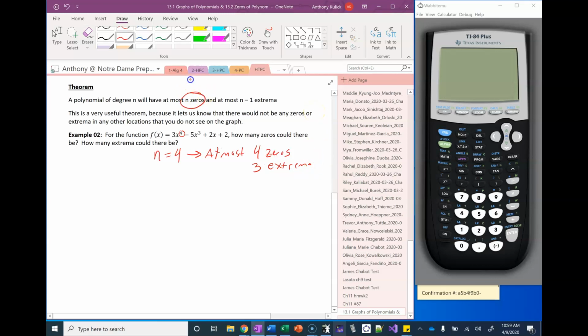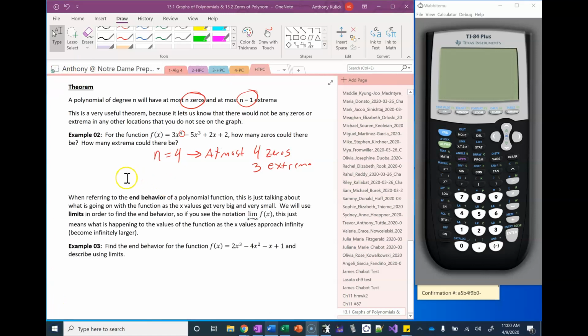Okay, so we have n zeros, since n is 4, and n minus 1 extrema, since n is 4. And that's it. So the next thing we want to talk about is end behavior. End behavior for a function is describing what the arrows at the end of the function are doing, the arrows on the graph. Or really, it's just describing what's happening as the values of x get very large or very small.